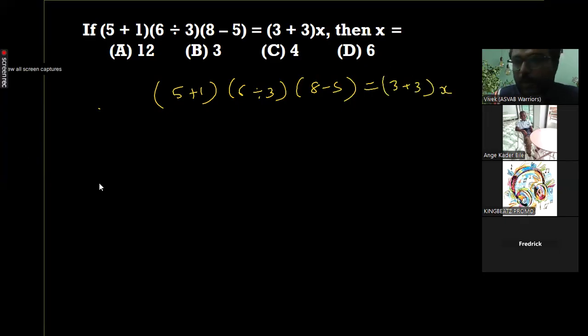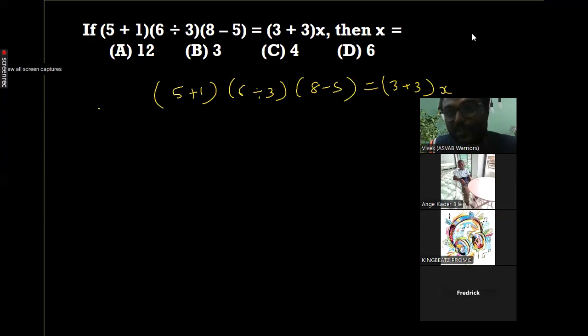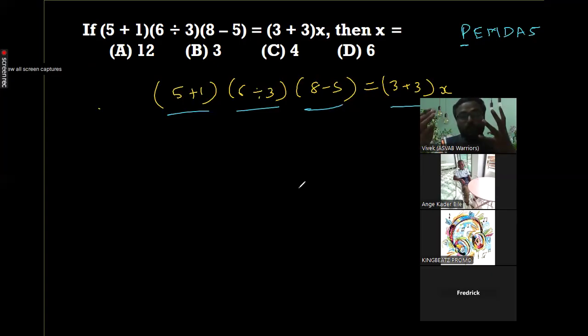Now here, our PEMDAS will be also confused because there are so many parentheses over here. So parentheses, how many parentheses are there? 1, 2, 3, 4. So now we have 4 parentheses. In that parenthesis, what do we have? Do we have exponent in any of them? No. Do we have multiplication in any of them? No. Do we have division? Yes. So we have division in this parenthesis.